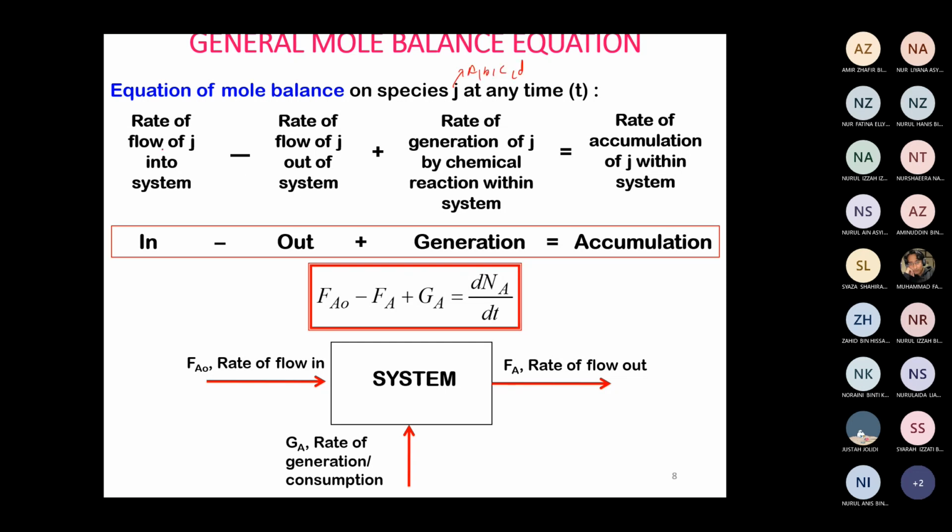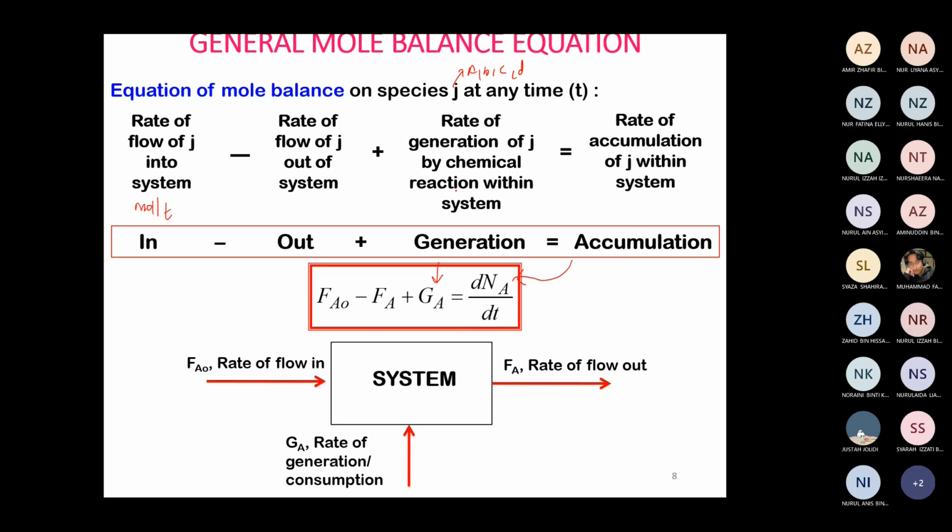So the rate of flow of J into the system means that the unit is in terms of mole over time. And then we have minus out, plus the generation here, then we have accumulation here. So basically this is the general material balance equation.